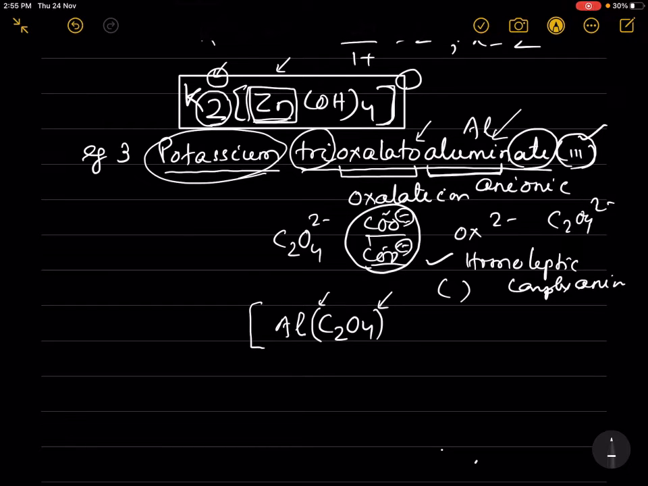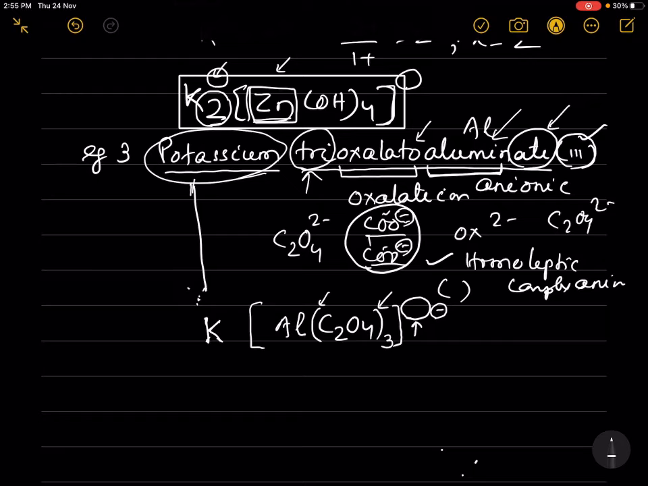Then how many oxalate ions are there as ligands? 3. So I should write 3 as subscript. Al(C2O4)3. Then the square bracket ends. This is an anionic complex. Why? 'Ate' is there. So I should write a minus sign, and I have to write a number over here. So I have to calculate by balancing the charge on the cation and anion. And here the cation is K.